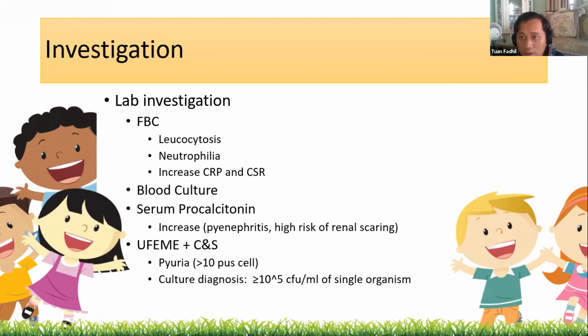The blood culture is also important, because we need to know about the bacteria growth. And next, we proceed to the serum procalcitonin, where the finding is that the serum level will be increased because of pyelonephritis, and it indicates increased risk of renal scarring. We can detect that.